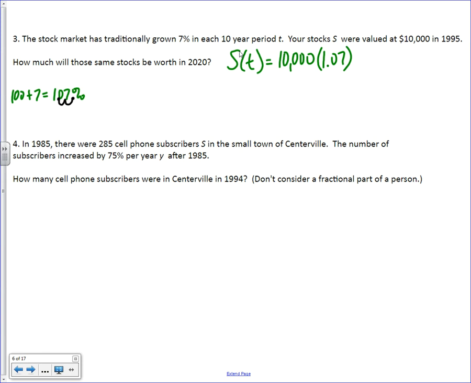And then what variable is going to be my exponent there? T. And what does T stand for? Years. Well, what year did we start in? And what year do I want to go to? How many years is that? 25 years? So what am I going to do with that 25? 4T. Got it.